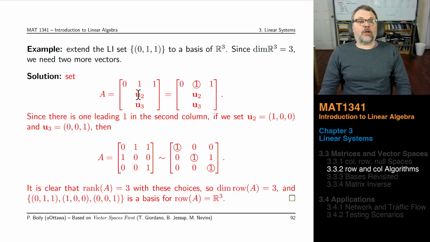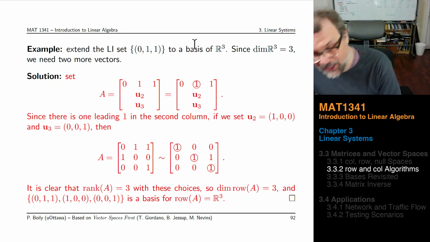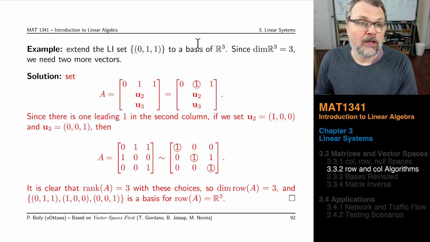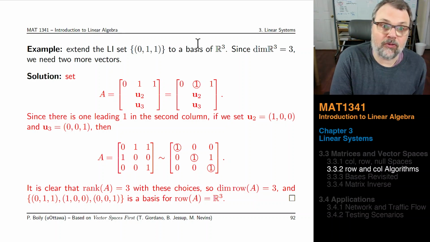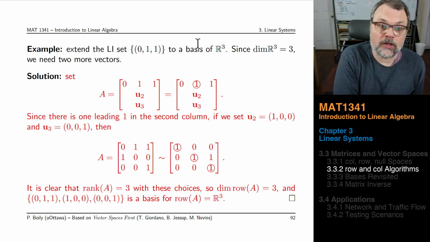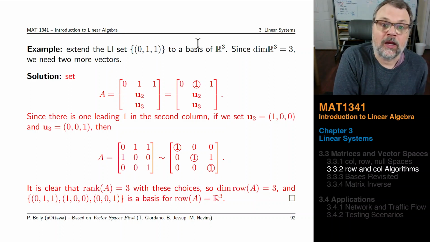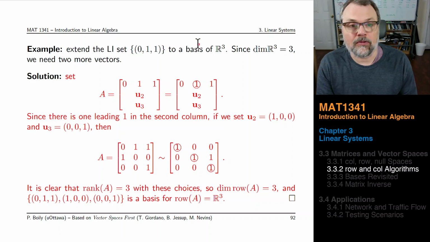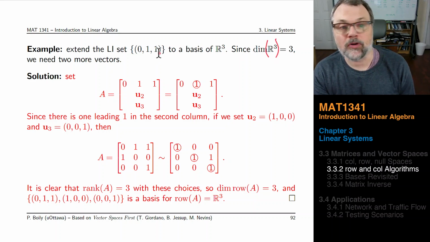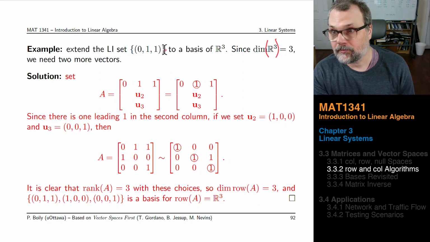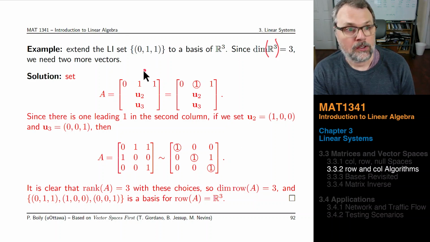So let's say we start with a linearly independent set. Well, not super surprising. Here there's only one vector, and it's not the 0 vector, so it's automatically linearly independent. It's in R3. Can we come up with a basis of R3 that contains 0, 1, 1 as a starting point? Okay, so the dimension of R3 is 3. So you'll need 2 more vectors. So how do we do this?